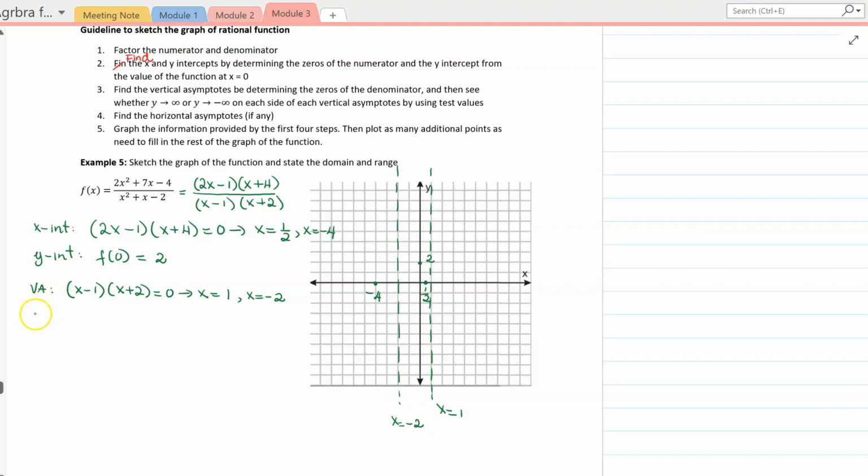Next, we find the horizontal asymptote. The degree of the numerator is the same as the degree of the denominator in this case. So the horizontal asymptote is the quotient of the leading coefficient of the numerator and the leading coefficient of the denominator. So horizontal asymptote y equals 2. So here we get y equals 2.